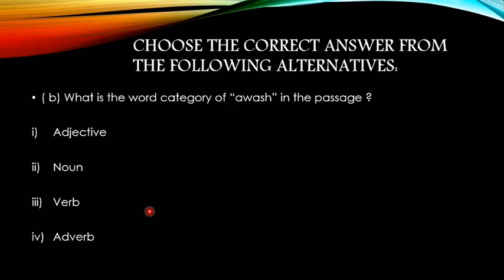What is the word category of awash in the passage? Awash was used to show the condition of the roads of different districts of Bangladesh. And it was not actually washed fully, but it has shown the condition. The roads had the spots of blood. So as it was used to express or show some place's condition, this must be an adjective. So here, adjective is the right answer.